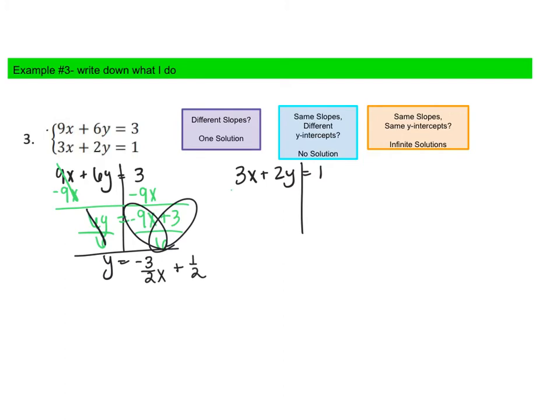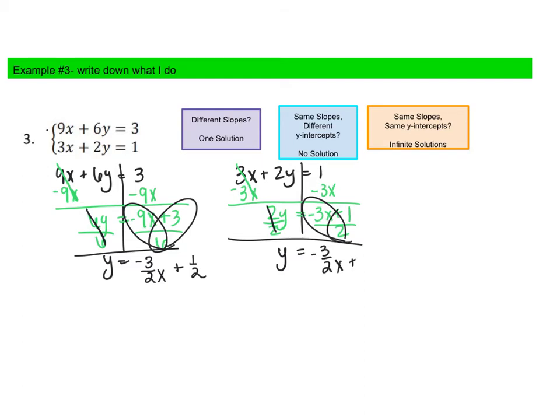Second one, I'm going to take away 3x from both sides. I'm left with 2y equals negative 3x plus 1. From there, I'm going to divide by 2 on both sides. I get y equals negative 3 over 2x plus 1/2. What do you notice about these? Take a second. What do you notice about them? Look at their slopes, look at their y-intercepts.